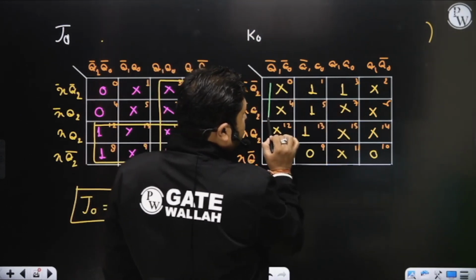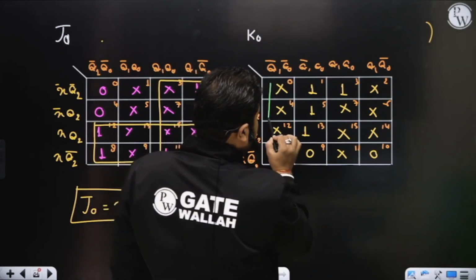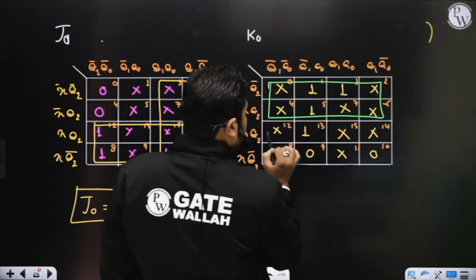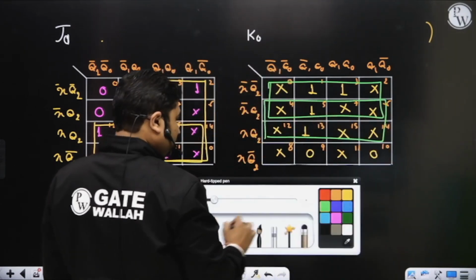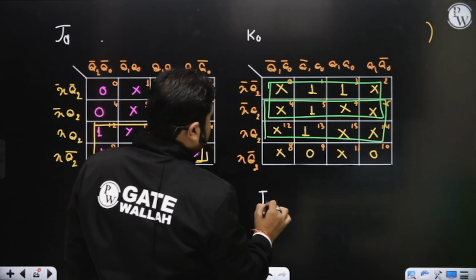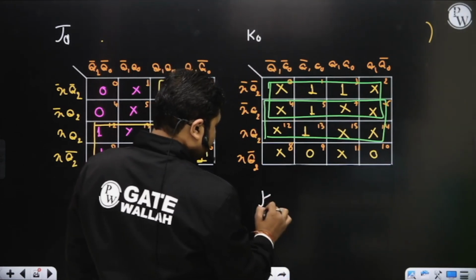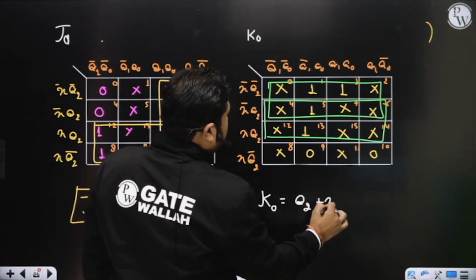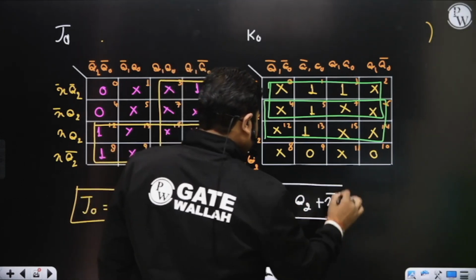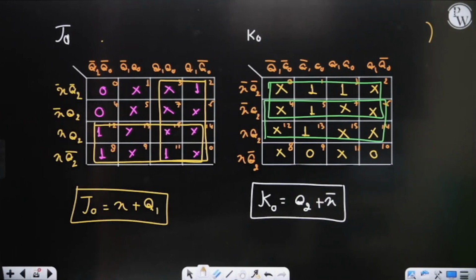Two octets are possible, sir. You can take this as an octet as well as this as an octet. So the output J0 will become, K0 will become Q2 plus X bar plus Q. Is it okay? Yes, sir.